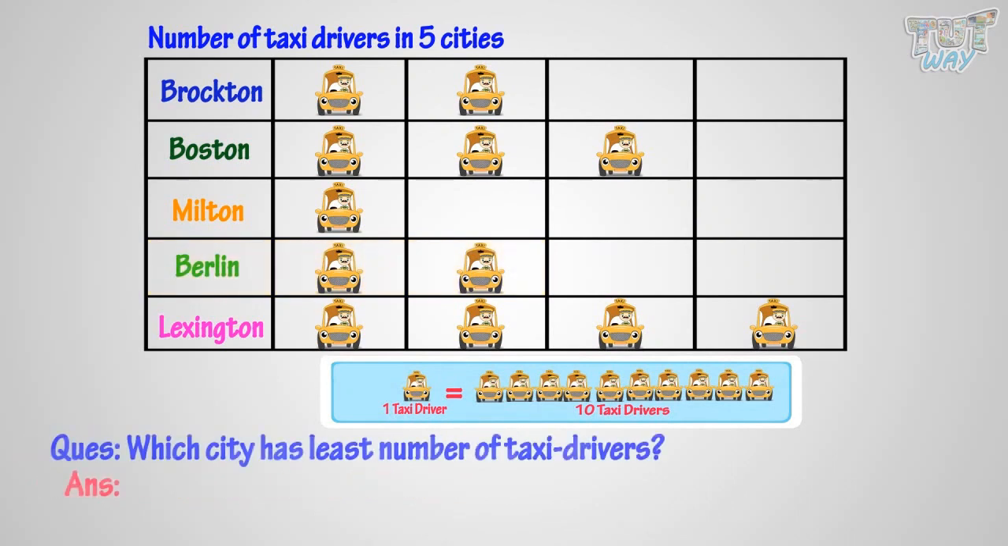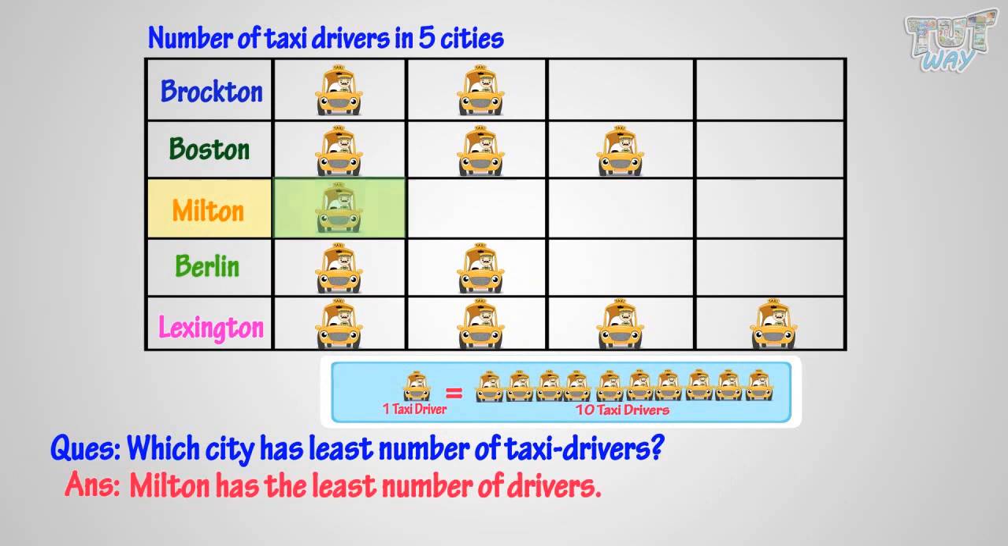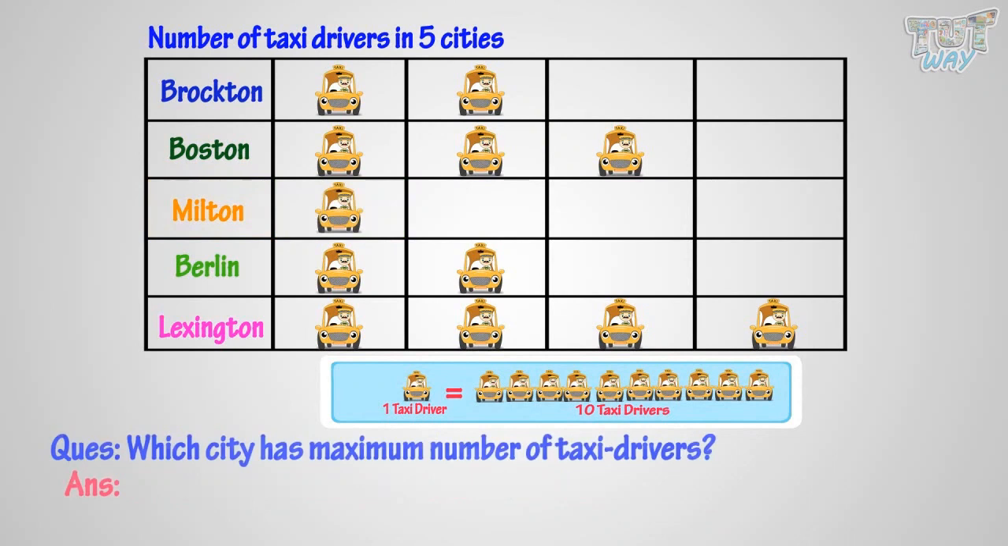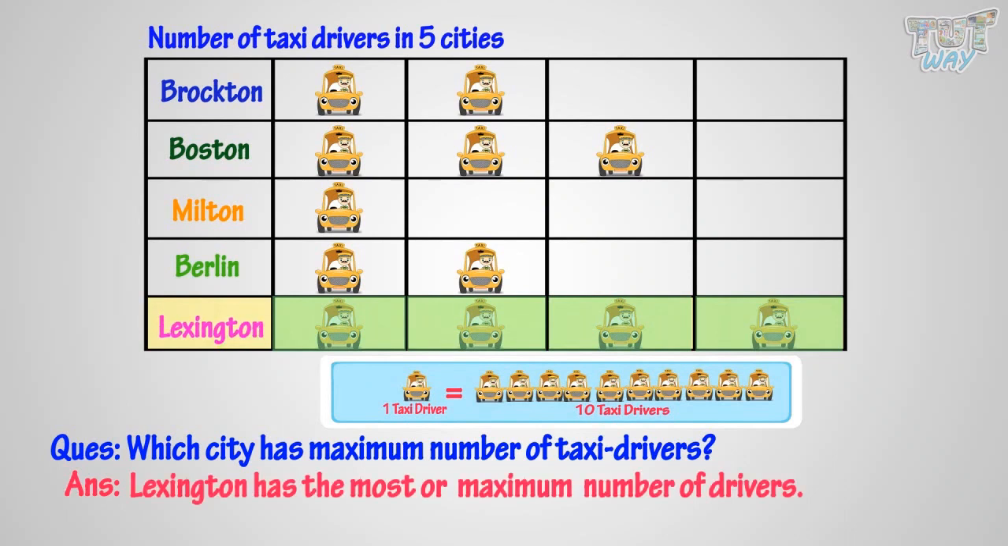Now, which city has the least number of taxi drivers? There is only 1 driver symbol against Milton. So, Milton has the least number of drivers. Now, which city has the maximum number of taxi drivers? There are 4 driver symbols against Lexington. So, Lexington has the most or maximum number of drivers.